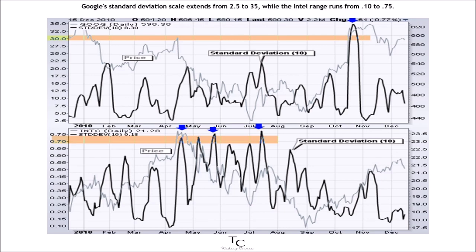Google's standard deviation scale extends from 2.5 to 35, while the Intel range runs from 0.10 to 0.75. Average price changes in Google range from $2.50 to $35, while average price changes in Intel range from 10 cents to 75 cents. Despite the range differences, chartists can visually assess volatility changes for each security.